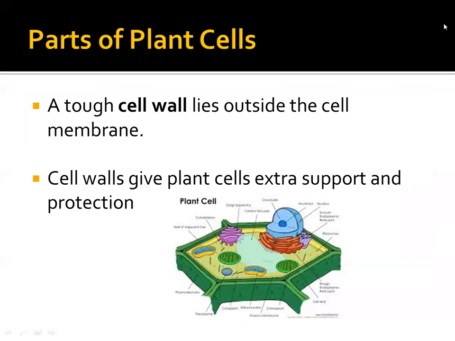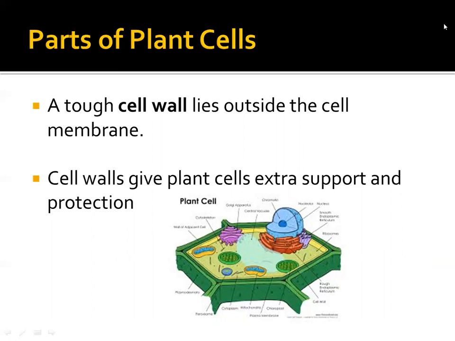Now we're going to move on to plant cells. Plant cells are different than animal cells. They have one main difference. It's called the cell wall. Now, plants need to be able to grow tall. And in doing so, they need to have a good support system. This is the cell wall. Have you ever taken a leaf and crushed it? Or pulled a weed out of the ground? You may have heard a crunching sound. Well, that's actually you breaking down the cell wall. A tough cell wall lies outside of the cell membrane of a plant cell. Cell walls give plants extra support and protection.